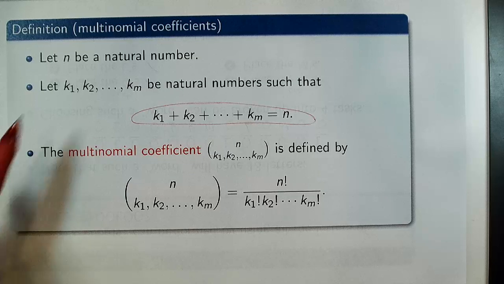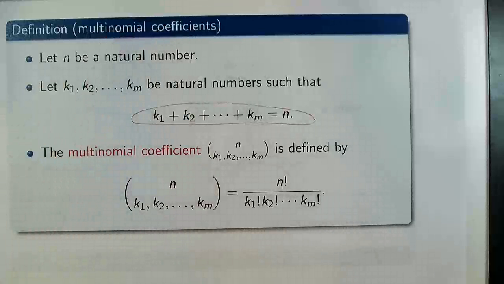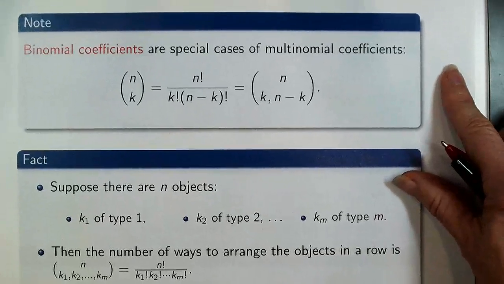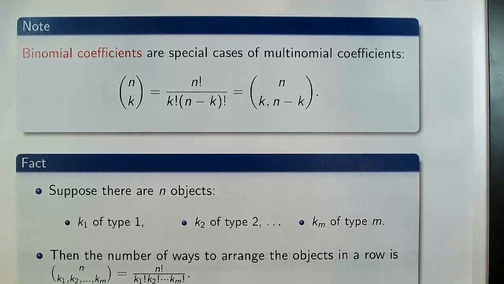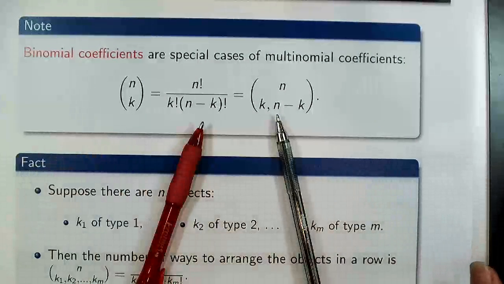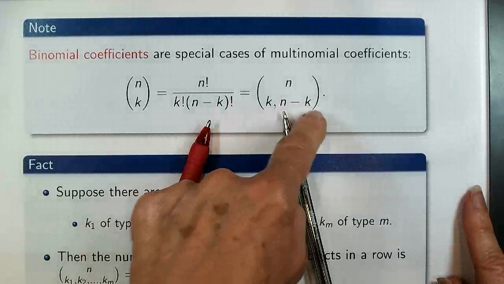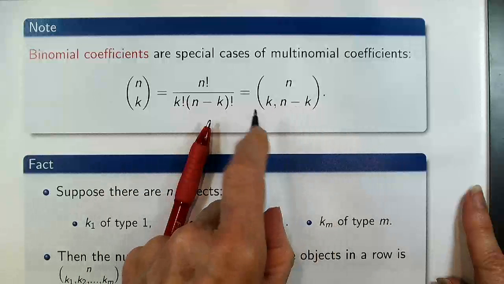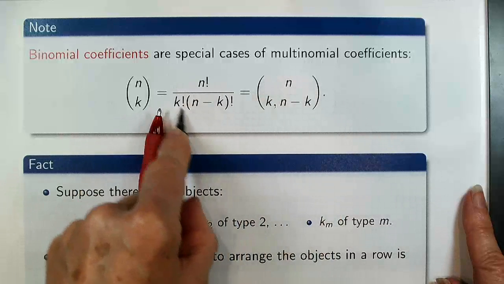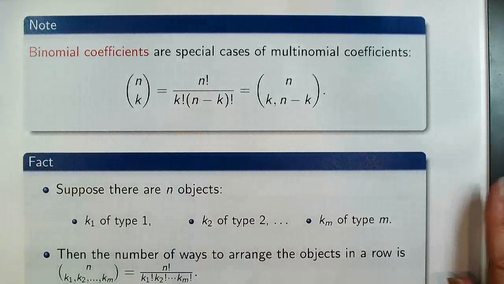And given the name, multinomial coefficients, you might guess it's got something to do with coefficients of something, which is probably a multinomial, even if you don't know what that is. So, for the last couple of slides, I'm going to tell you what this multinomial stuff is. But firstly, let's note that a binomial coefficient is actually a special case of a multinomial coefficient. It's just two numbers. Those two numbers add up to n, and the formula for that is exactly what n choose k is.